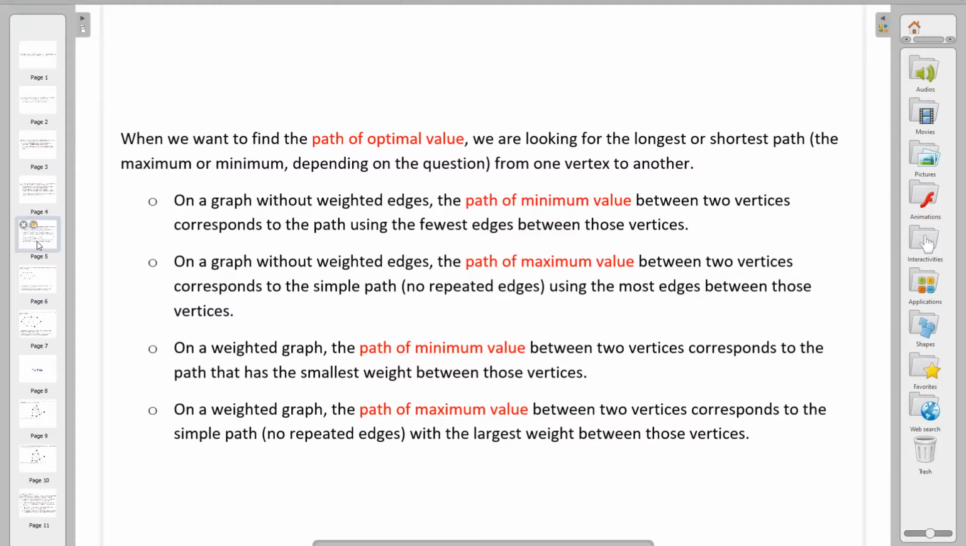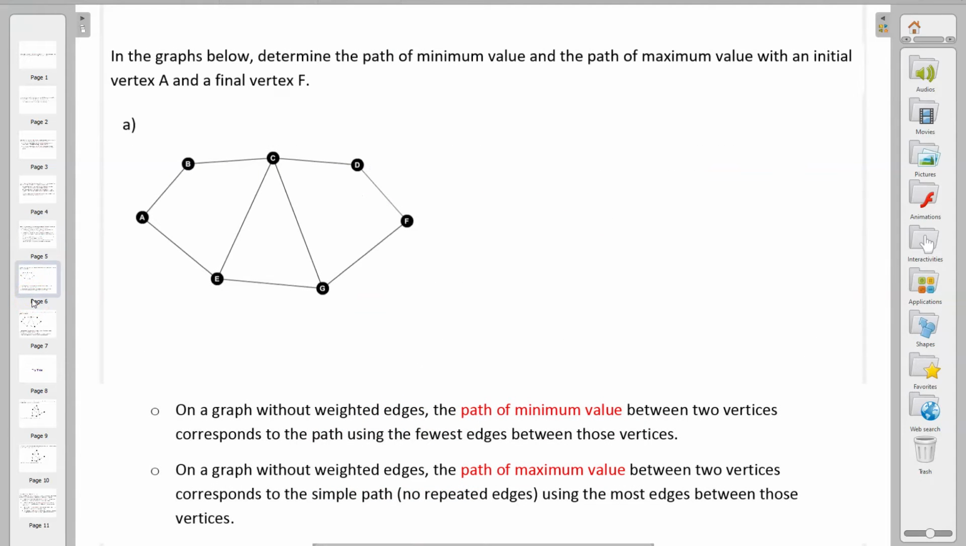Let's look at an example. In the graph below, determine the path of minimum value and the path of maximum value with an initial vertex of A and a final vertex of F. I've included the definitions of maximum and minimum value as a reminder. So the first thing we're looking for is the minimum value.